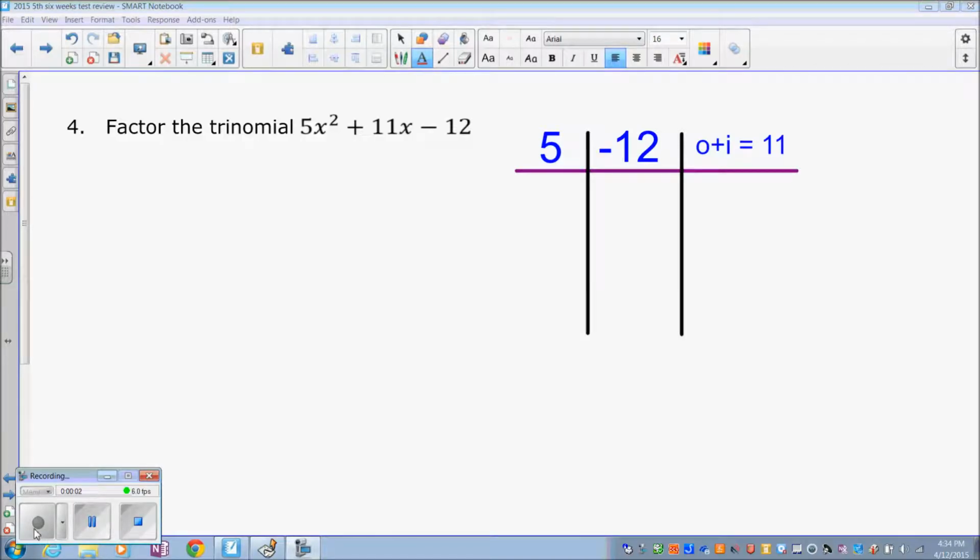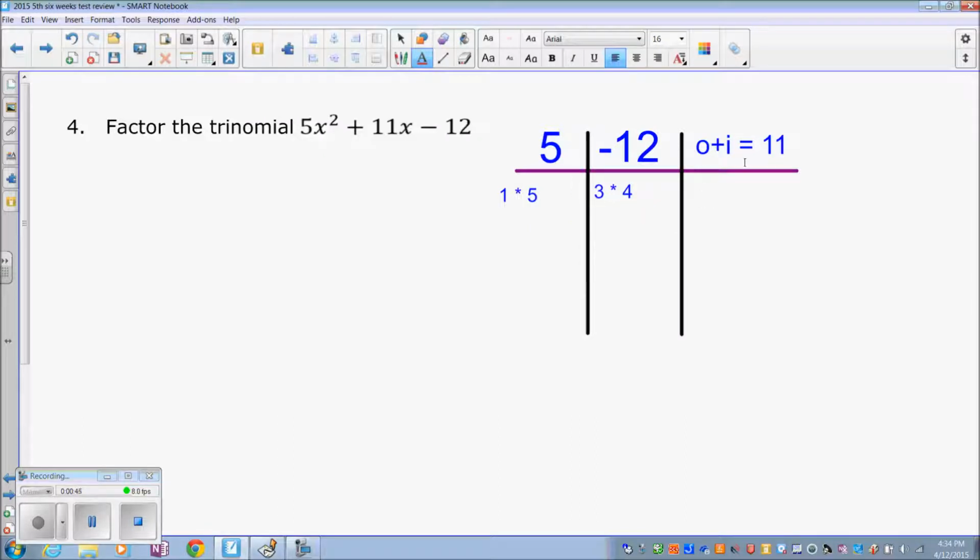Number 4 says factor the trinomial 5x squared plus 11x minus 12. And because this does not have a leading coefficient of 1, it's got a leading coefficient of 5, we have to get factors of 5 and factors of negative 12. So I went ahead and set up our chart to help us get our factors. And 5 is easy because we can do 1 times 5 and that equals 5. 12 we might have to play around a little bit because you could do 1 times 6, you could do 2 times 6, or we could do 3 times 4. I'm going to start out with 3 times 4. And because this is a negative 12, one of these is going to have to be negative. And we'll figure out which one in just a minute.